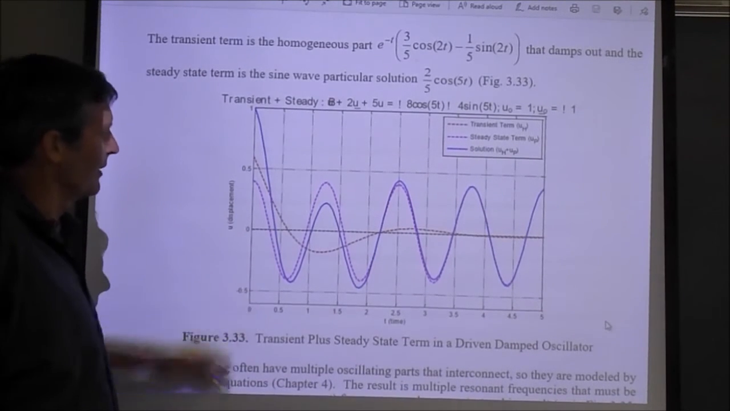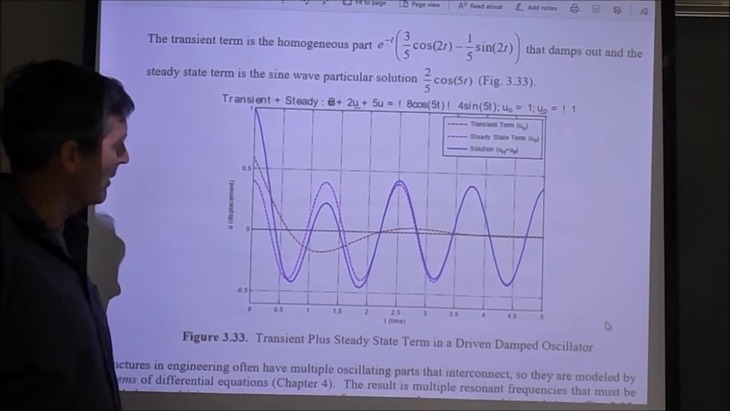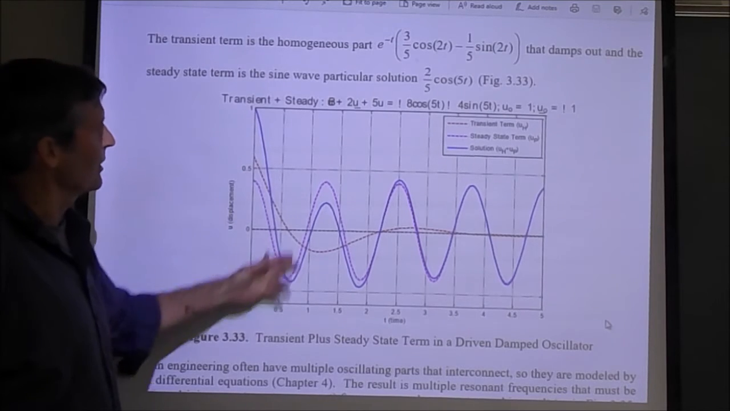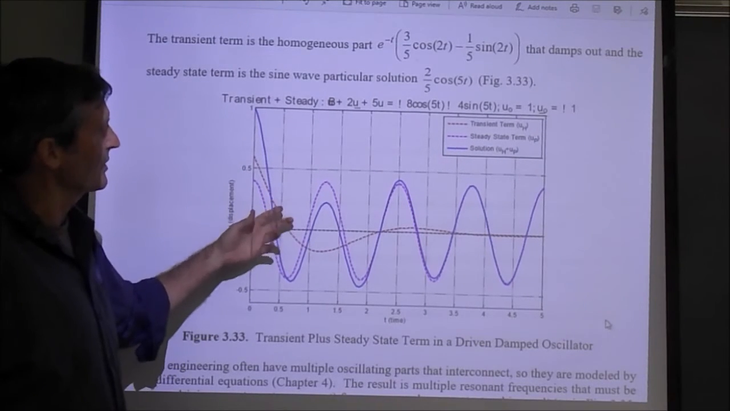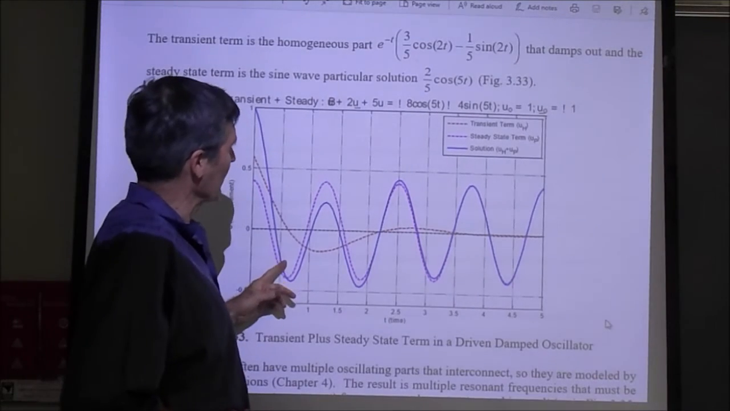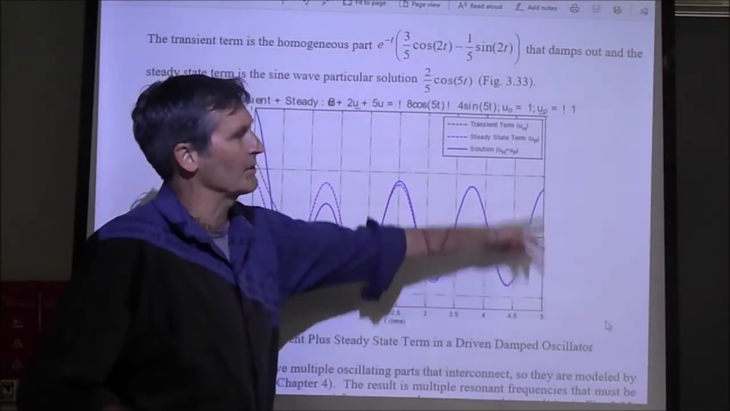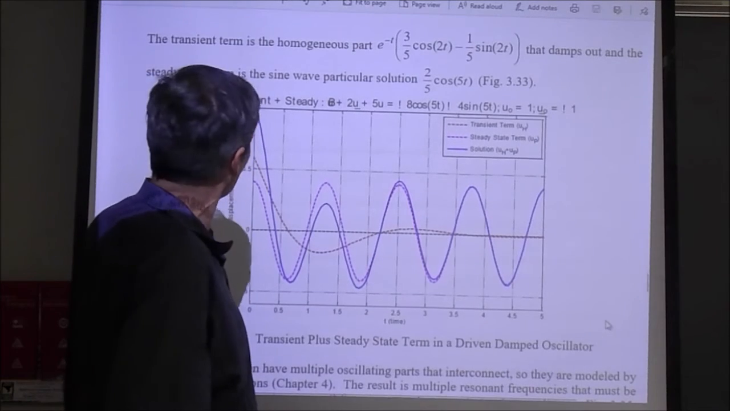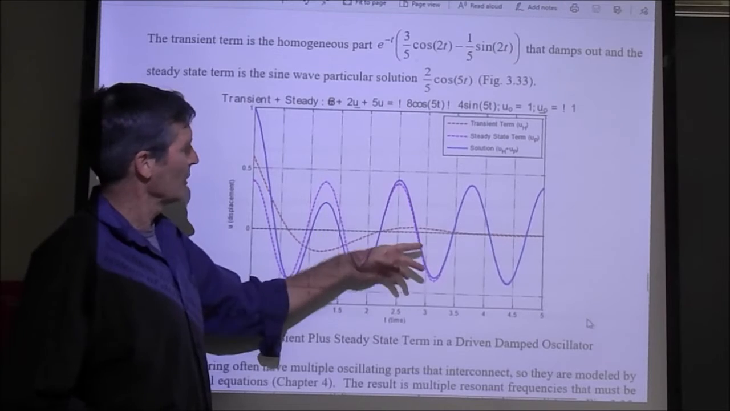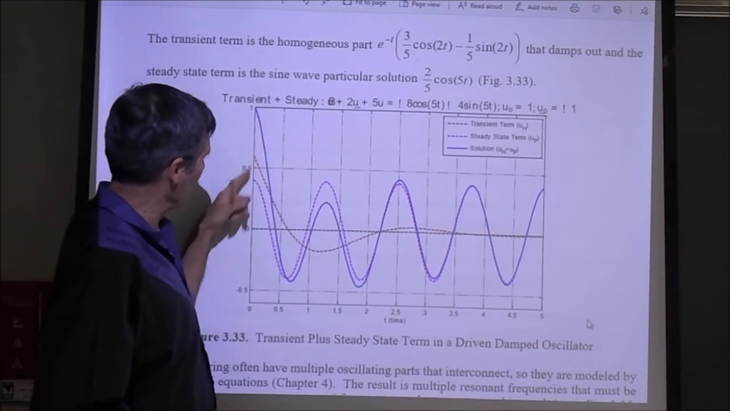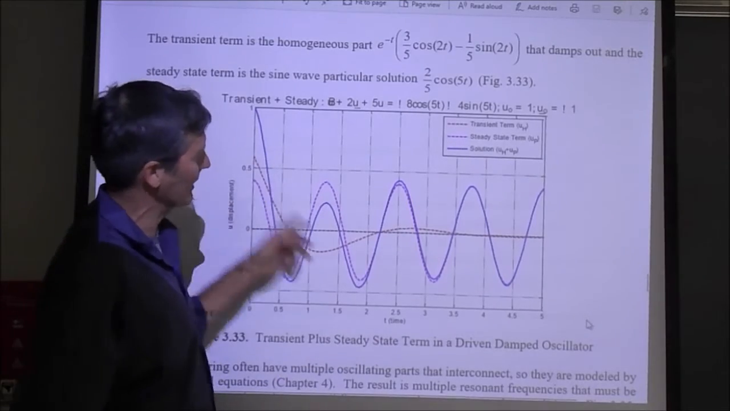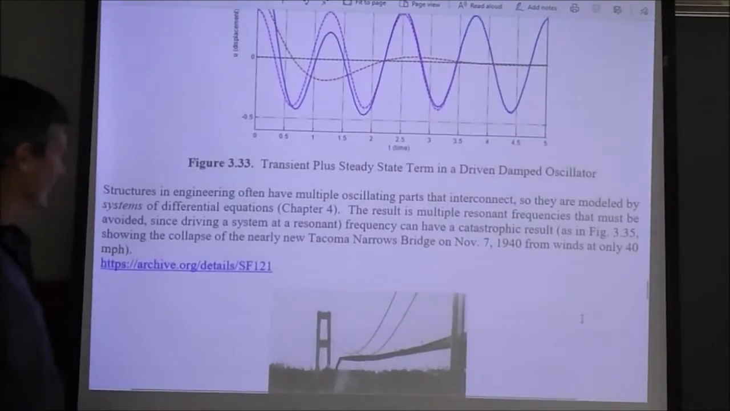damped driven oscillators. You always get a transient term from the homogeneous part and a steady state term from a particular solution, they add together and it always settles down to the steady state solution at the end. The only difference is you might be adding a steady state term to an underdamped motion like this one, or to a critically damped motion or an overdamped motion. In any case, it all just damps out.